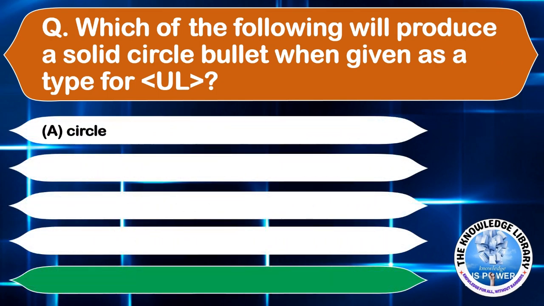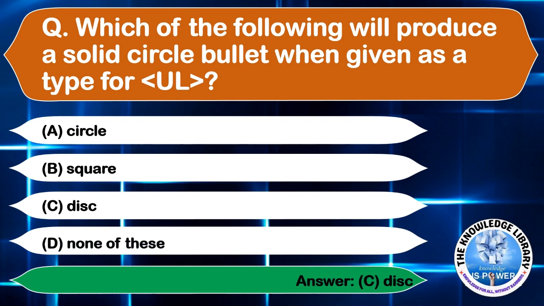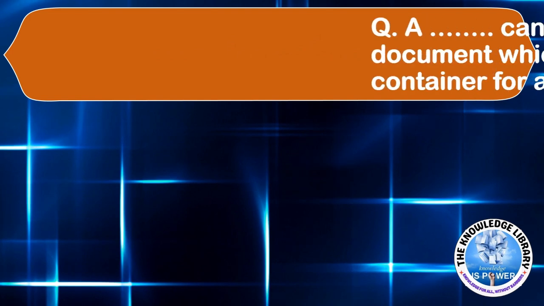The next question is, which of the following will produce a solid circle bullet when used as a type for UL tag? Option A, circle. Option B, square. Option C, disc. Option D, none of these. The correct answer is option C, disc.